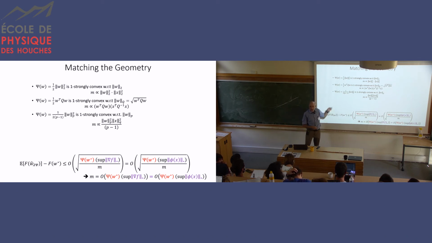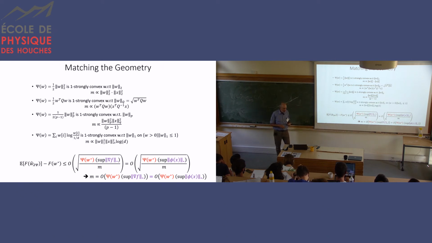I cannot do that by taking the L1 norm squared, which is not actually strongly convex with respect to the L1 norm. But I can do that by taking a different strongly convex regularizer, the entropic regularizer. This entropic regularizer is strongly convex with respect to the L1 norm, as written here, at least when the L1 norm is bounded.